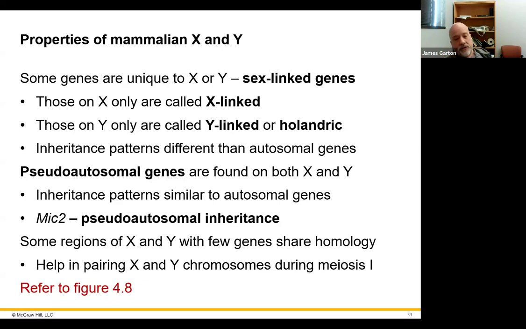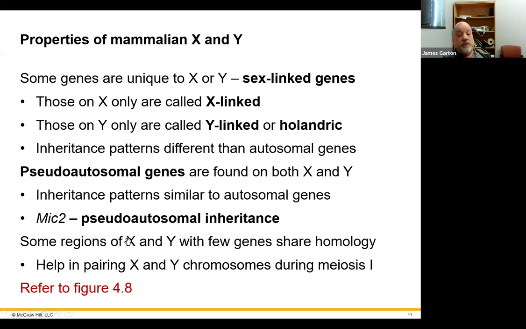Unfortunately, Y linked genes are kind of boring. They go father to son, father to son, father to son, so on and so forth. And so these genes on these X or Y chromosomes are called pseudo autosomal genes. And the inheritance pattern is very similar to autosomal genes, especially as soon as you have discovered whether these genes are on the X chromosome or the Y chromosome and not on an autosome.